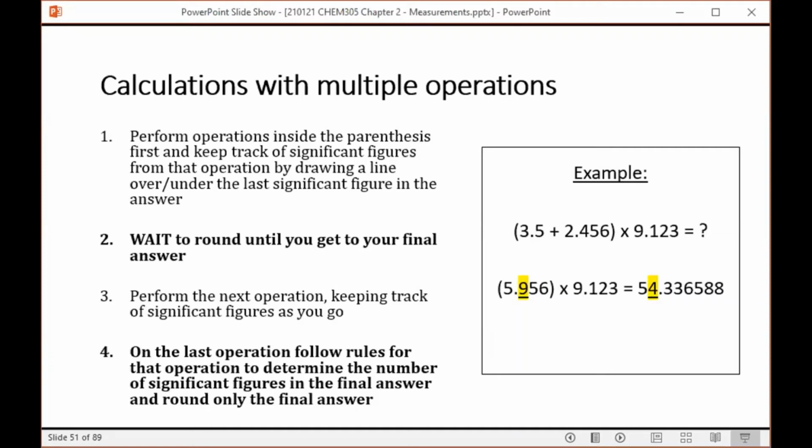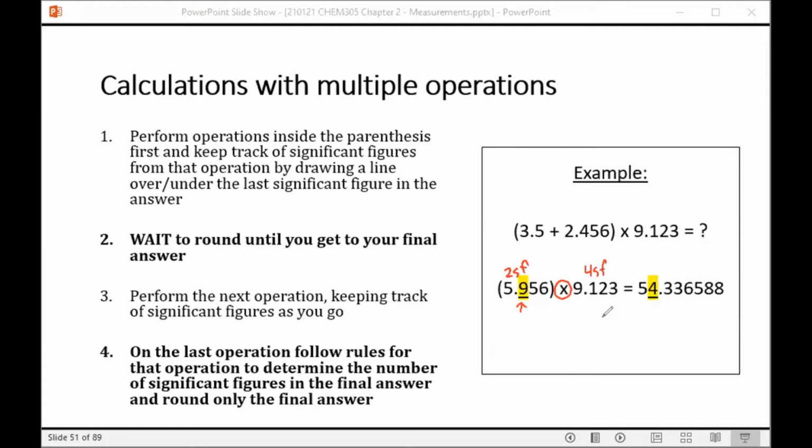So now we need to do the next part of the problem, which is taking the 5.956 times 9.123. And we're just keeping tabs on where our sig figs are. This is a multiplication step. So for multiplication or division, you have to count the sig figs in each number. So here we have 2 sig figs because we would be cutting it off at the 9 if that was the end of the problem, but it's not. And in the 9.123, we have 4 sig figs.